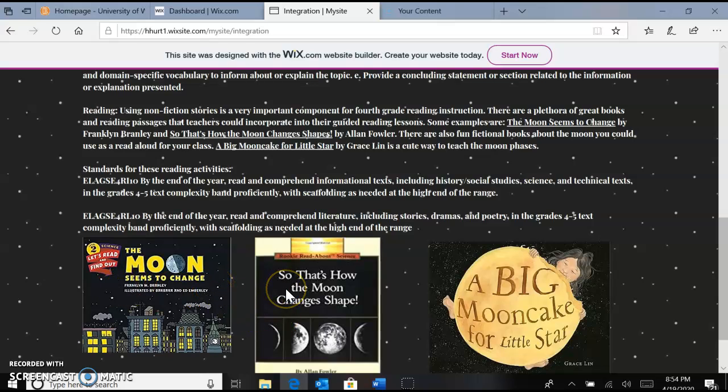So these are 2 trade books that are nonfiction that you could use like in a guided reading lesson. And then I also found a really cute fictional storybook called A Big Moon Cake for a Little Star. And it's about a cake that's shaped like a moon, and a little girl keeps eating it, and as she's eating it, you see all the different phases. So it's a really just a cute, fun way to do like a read aloud in your classroom that's also teaching them about the moon phases.